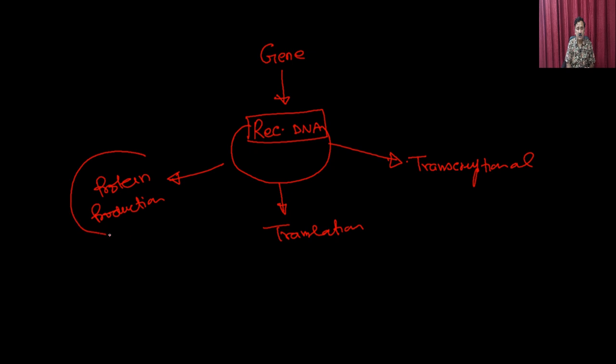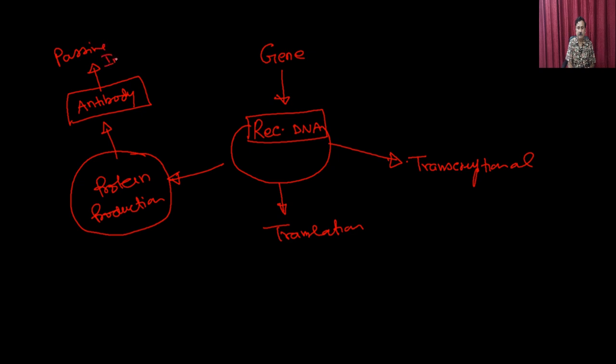Apart from that, when you use this for protein production, the protein could be of multiple types. It could be an antibody, which you can generate with the help of recombinant DNA technology, and this antibody can be used, for example, for passive immunization. If you are not familiar with many of these techniques or terminologies, you will probably understand once we discuss each of these aspects. These antibodies or proteins can also be a source for making a vaccine, which we will also discuss.